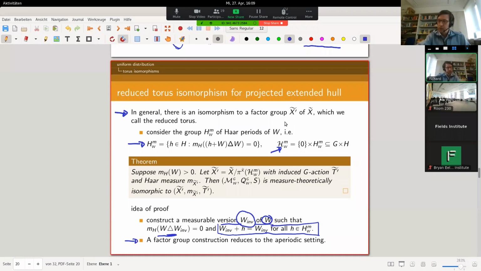Now we have quite a complete overview about these dynamical systems, and it's quite a general result to have this isomorphism to the reduced torus. Now let's come to diffraction.